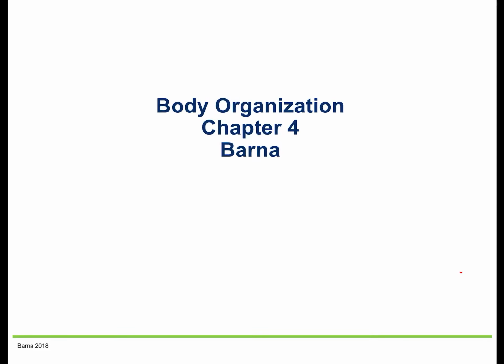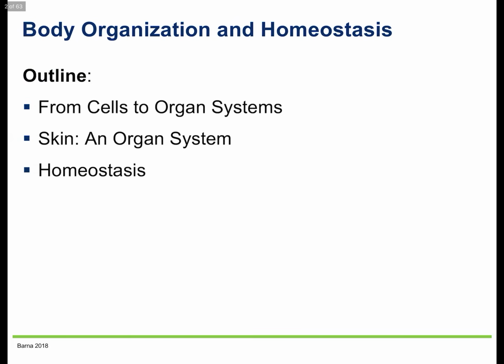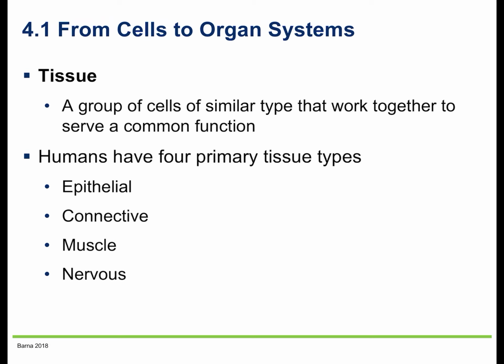Everybody, and welcome to Chapter 4. So in Chapter 4, we're going to be talking about body organization and homeostasis. We'll basically be talking about tissues that lead to organs, and then organ systems such as the skin, and then maintaining homeostasis. So looking at a tissue: a tissue is a group of cells that work together to do a common function.